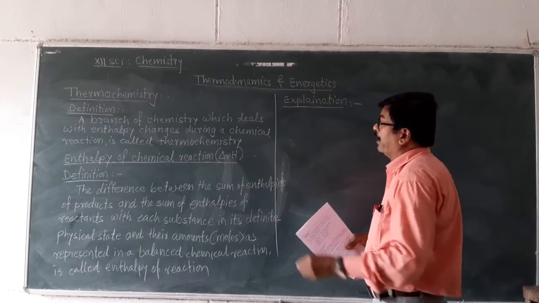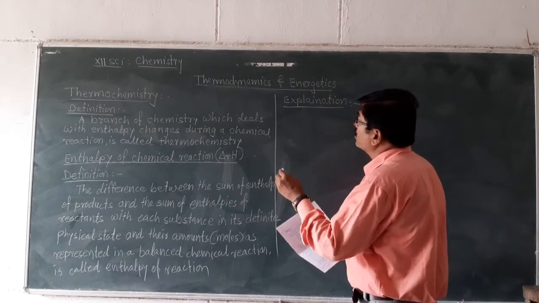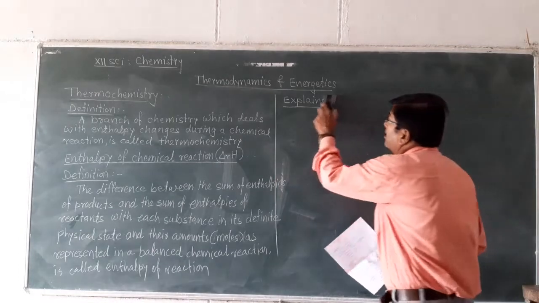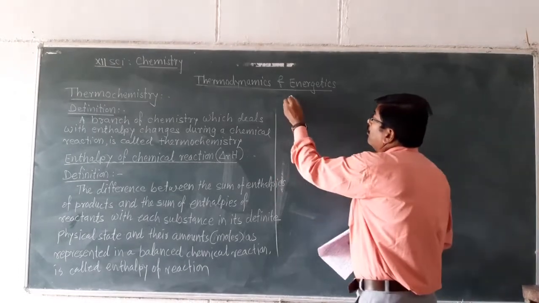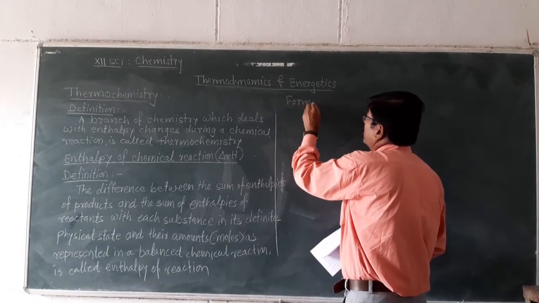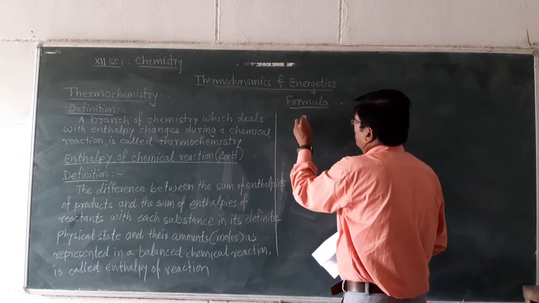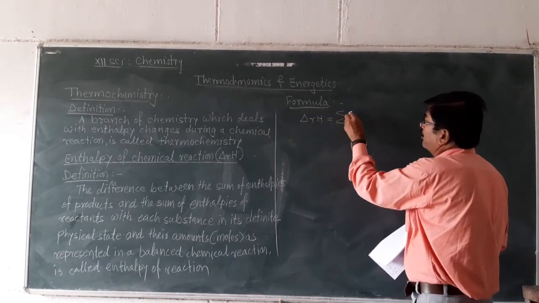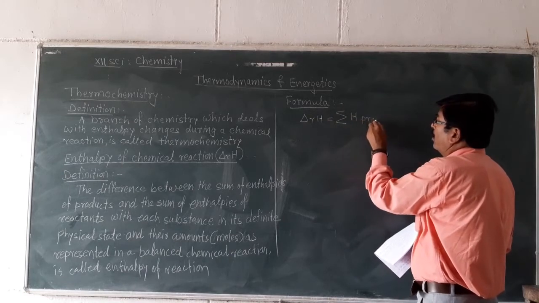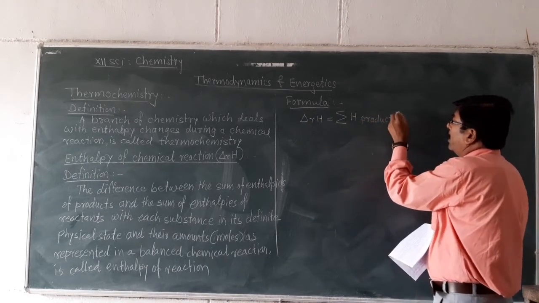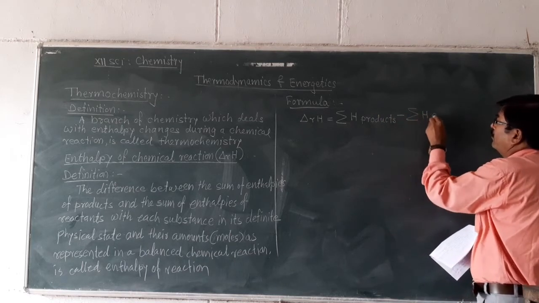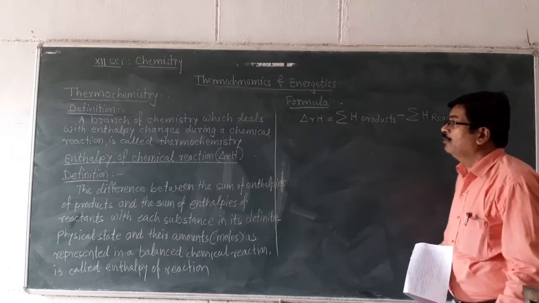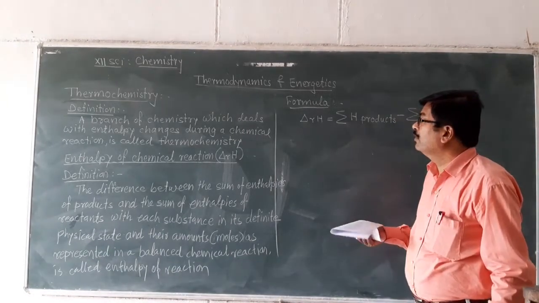Now, how is it explained? Before that, you can see the formula for enthalpy of reaction. ΔrH is nothing but summation of enthalpy of products minus summation of enthalpy of reactants. This is the formula for enthalpy of reaction.